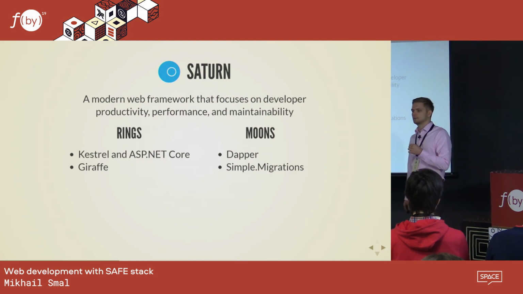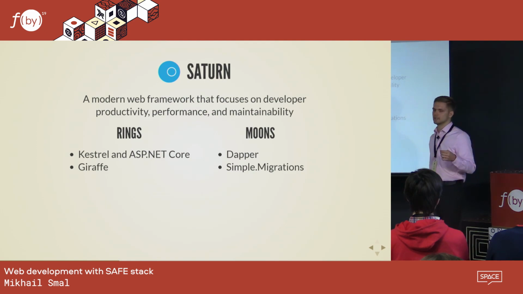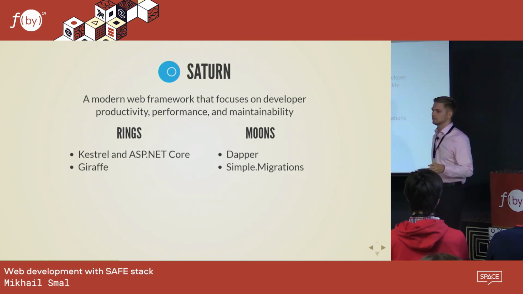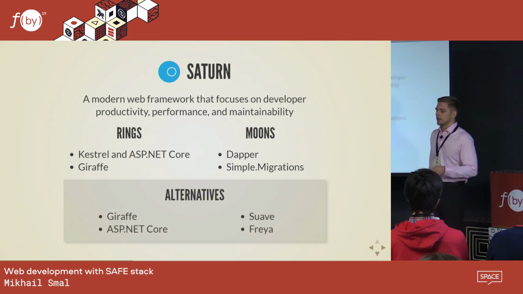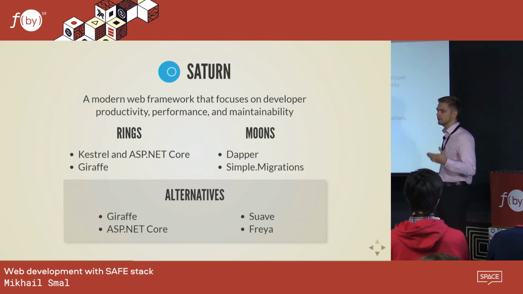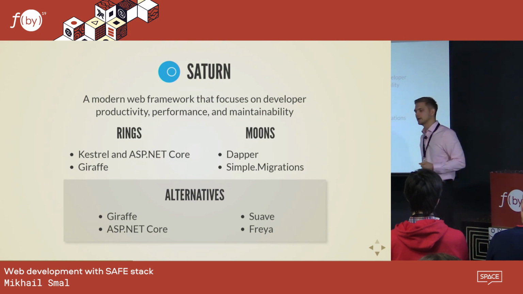It also has some built-in libraries like Dapper and simple migrations, which help with database access. Dapper is an object mapper, and simple migrations is a simple tool for database versioning. But you don't have to use them. You can use type providers, SQL providers, whatever you need, or none of them. And as I told you about Safe, you can just replace Saturn with alternatives, like use Giraffe directly, or ASP.NET Core, or Suave. It used to be the recommended web framework in Safe Stack.